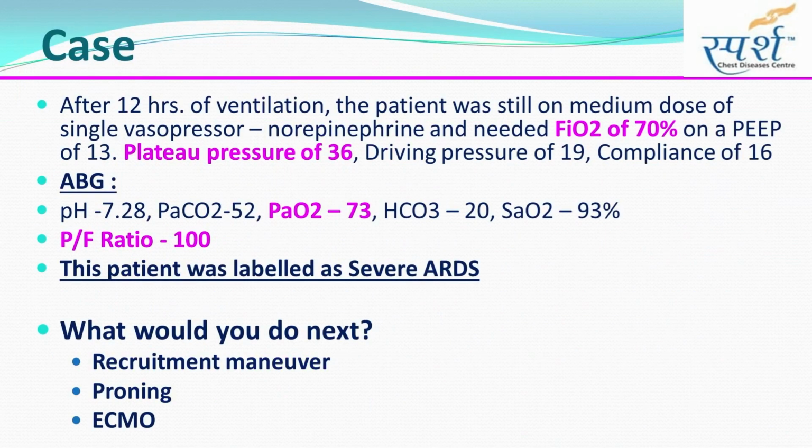So we started him on medium dose of vasopressors. After 12 hours of ventilation, FiO2 was 70, plateau pressure was 36. He was having a PF ratio of 100. We had labeled him as severe ARDS. What would you do next?